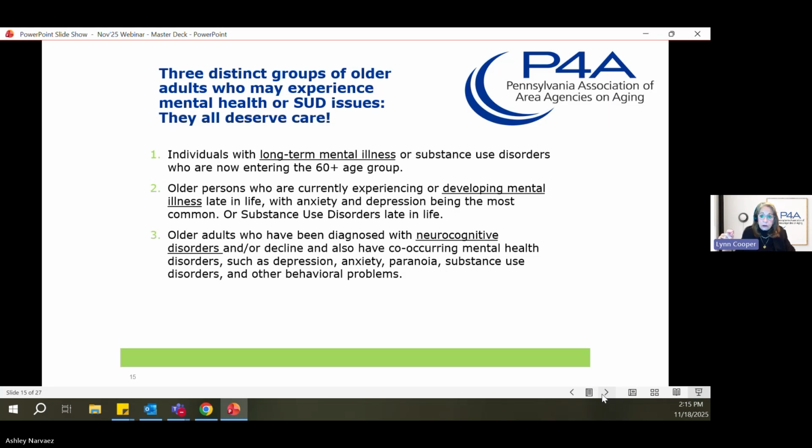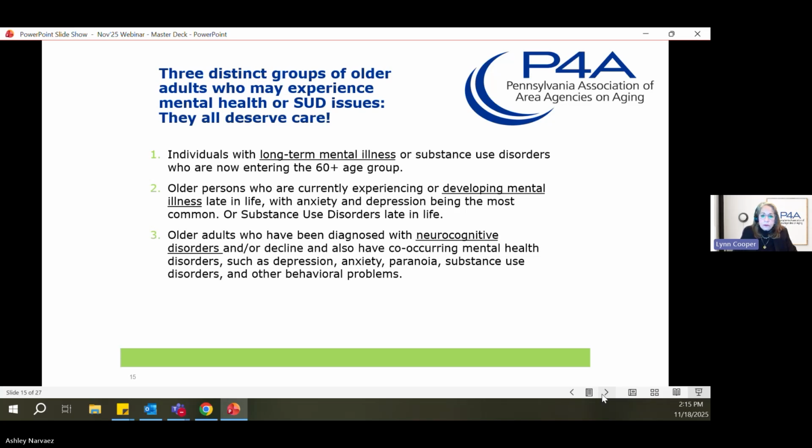The second group is a little harder, and these are folks that develop a mental illness and/or a substance use disorder late in life. And originally, when we first started this initiative 4 years ago, we would sometimes hear some pushback that, well, if somebody hasn't been diagnosed with a mental health problem before they're 60, can we really validate that indeed it is an SMI, serious mental illness? And we're here to tell you that it is, and that happens every day. And we need to get our older adults the services they need.